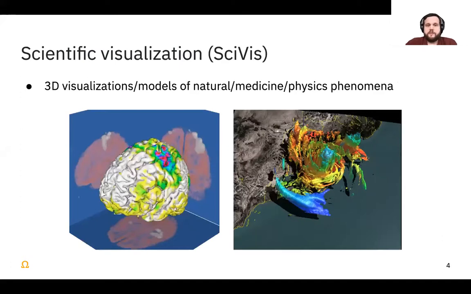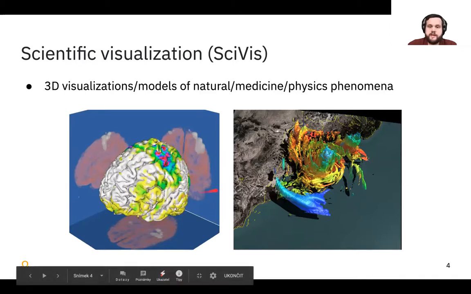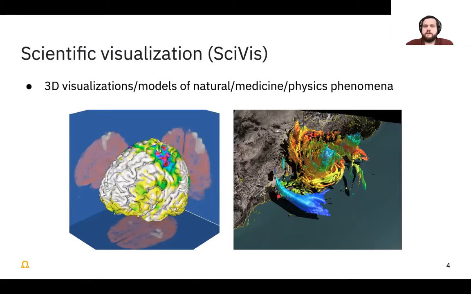So I will have to start with scientific visualization, or SciVis. I have briefly mentioned it in the first lecture as the third family of visualization techniques. To remind you, it delves into 3D visualizations or models of natural phenomena, be it nature, astronomy, medicine, physics, that stuff. So we see examples here. This is a scientific visualization of a brain, and this is some typhoon or hurricane off a coast. I think this is Japan, I believe, but it's just a screenshot to give you an idea what SciVis is.